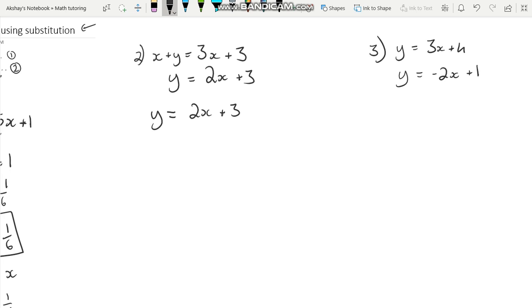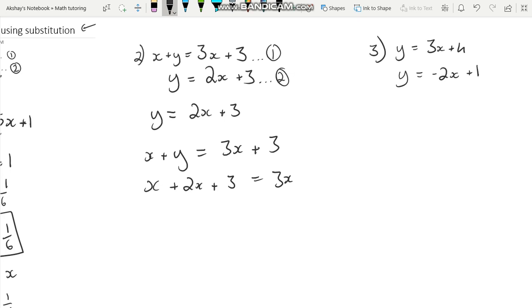So what I would do with this value is I would plug in, wherever I have a y value, 2x plus 3. So essentially in my first equation, which is x plus y is equal to 3x plus 3, I would change my y for 2x plus 3. So I have x plus 2x plus 3 is equal to 3x plus 3.